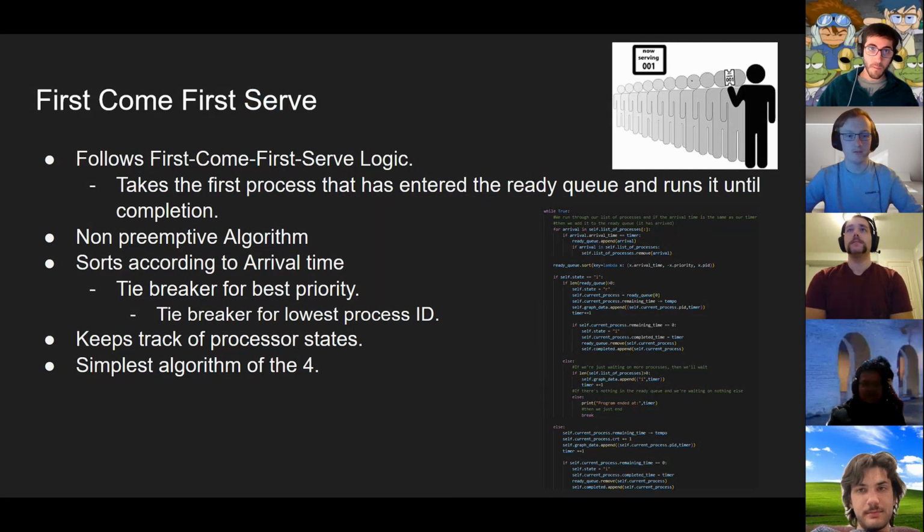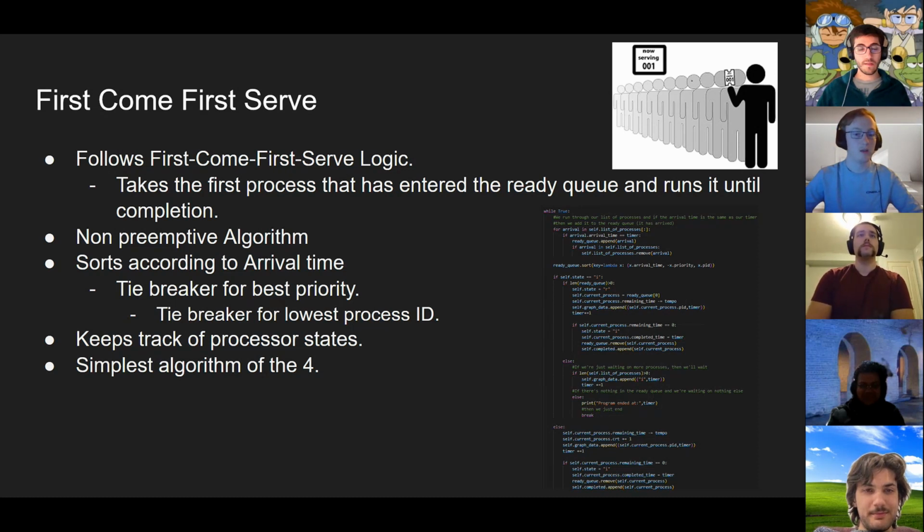So, with respect to first come, first serve, it follows first come, first serve logic, meaning it takes the first process that entered the ready queue and runs it until completion. This is a non-preemptive algorithm and sorts according to arrival time. Should arrival time be the same, there are tiebreakers for best priority and also for lowest process ID. This algorithm keeps track of processor states and is the simplest algorithm of the four.